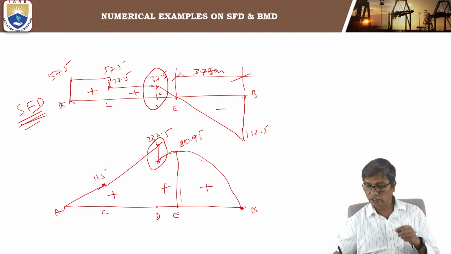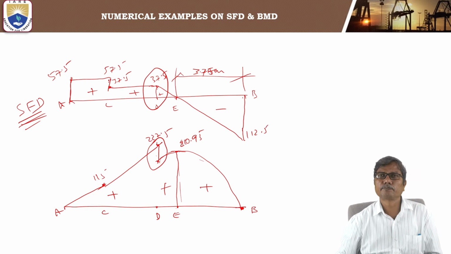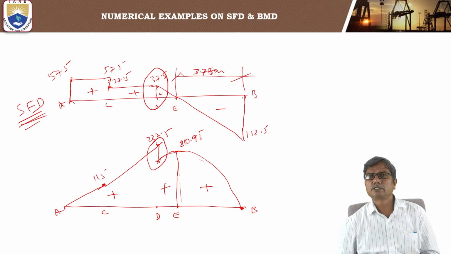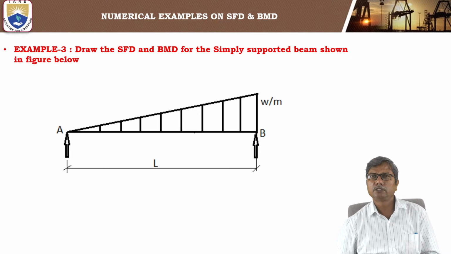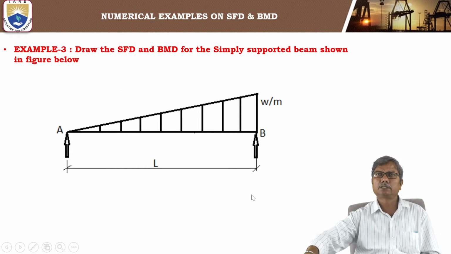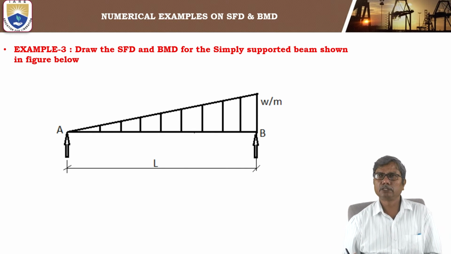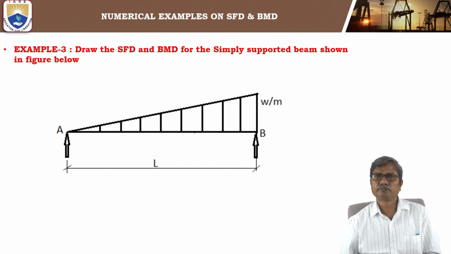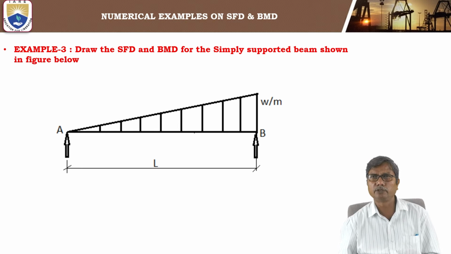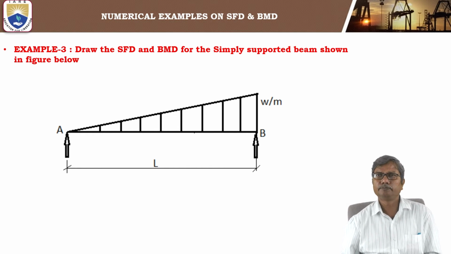Okay. Now let us see another example. Let us take an example of a simply supported beam with a uniformly varying load, varying from 0 at A to W at B. The intensity of loading varies from 0 at A to W per unit length at B.